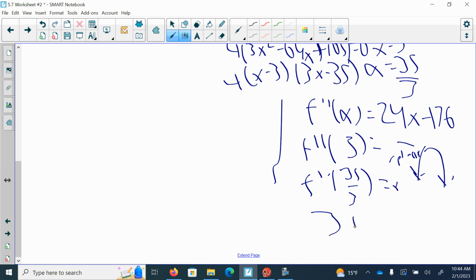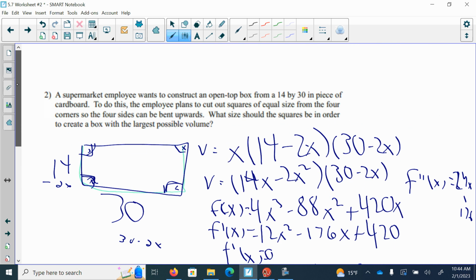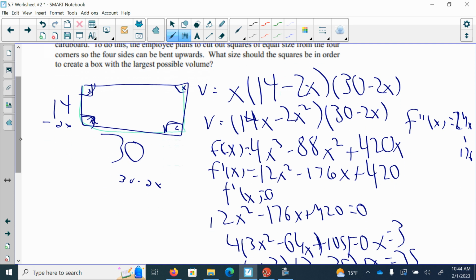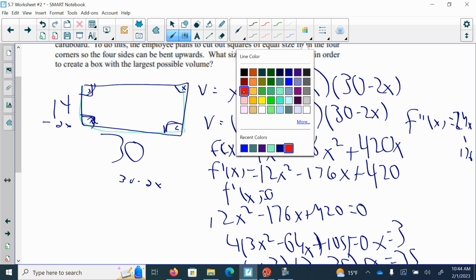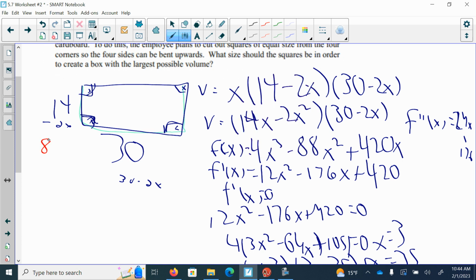So your x is 3, right? Yeah. I think it asks what size the square should be, so x is 3, he did answer the question. But if you wanted to, and I don't think anyone really wants to, this would be 14 minus 6, so you would have 8. This would be 30 minus 6, which would be 24, and then 3. Those would be your dimensions. Does that make sense?